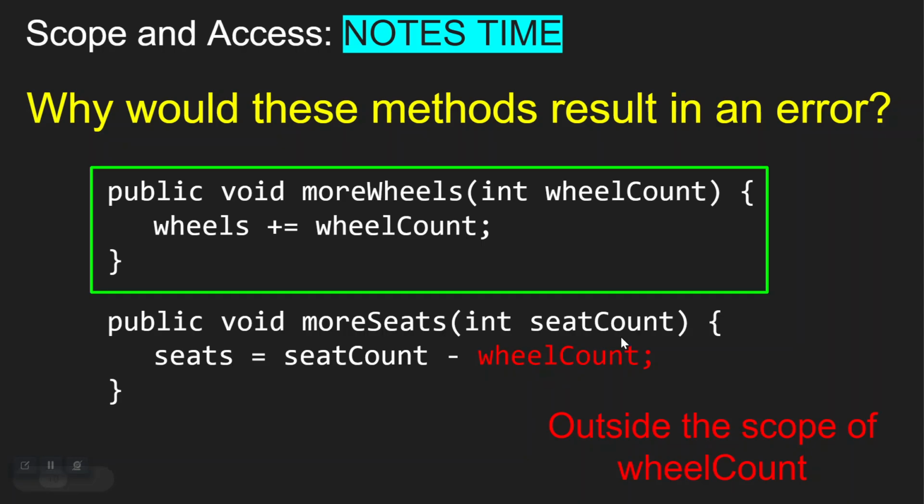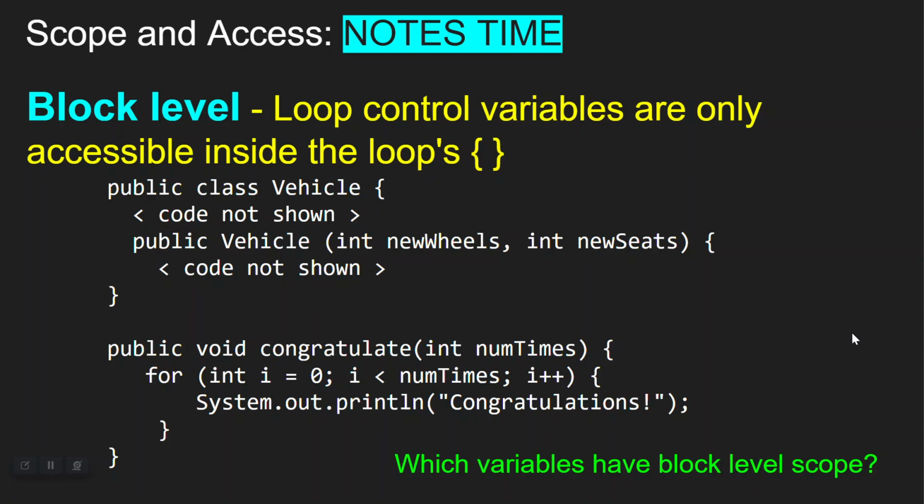But in that case, it would not be the same wheel count as the one up here, because this wheel count again is going to be local to that particular variable. All right, well now we have what's called block level scope.